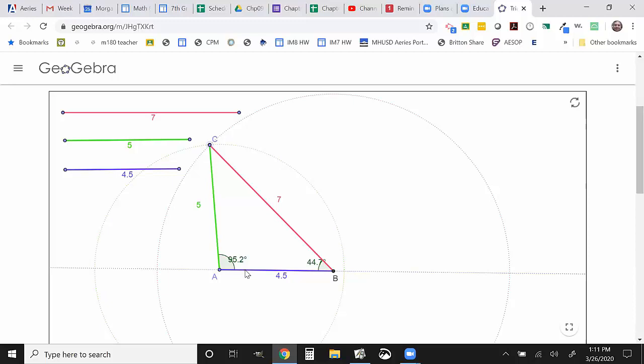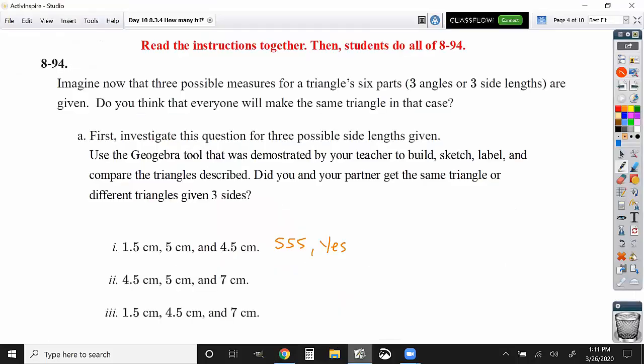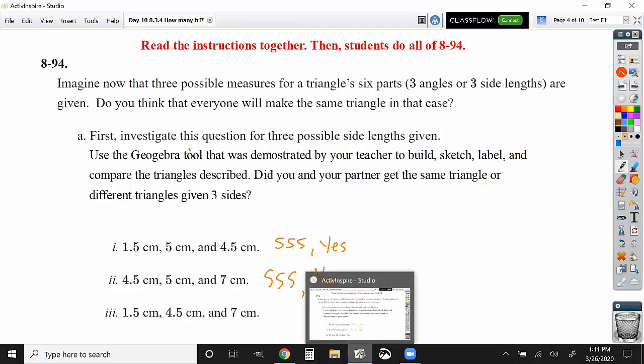Don't worry about the angles. If they're really close, that's close enough. But when you rotate the triangle over or flip it over, will you match my triangle? And in this case, again, yes. If we have this side, side, and side, the answer was yes. Now we're going to do 1.5, 4.5, and 7.